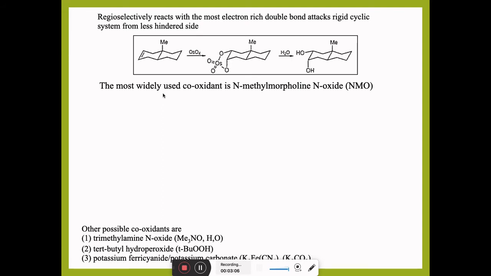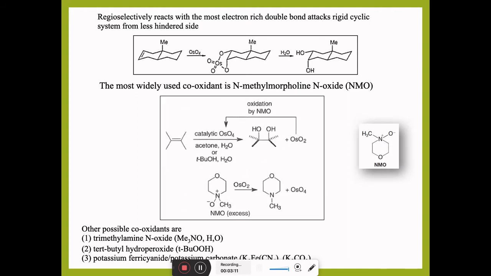This is most widely used with a co-oxidant, and the most widely used co-oxidant along with this osmium tetroxide is NMO, which is N-methyl morpholine N-oxide. So this is the co-oxidant which is used with OsO4. Now this is one example where you have an alkene. Very catalytic amount of OsO4 is required when you are using this NMO, which is a co-oxidant.